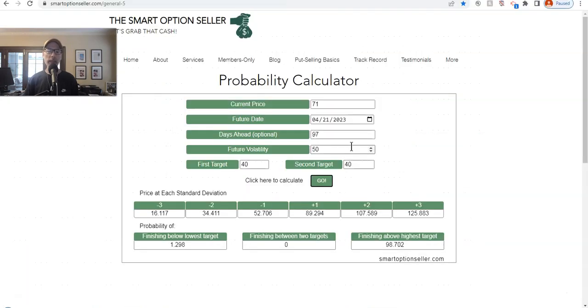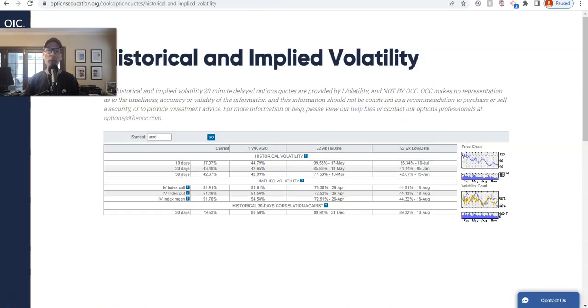So where do we get this 50 number? Well, I'm going to pull up another website here that you can go to. This is the optionseducation.org website. You can see the address up here in the address bar, optionseducation.org. This will give you some volatility numbers. This is a table here of historical and implied volatility numbers.